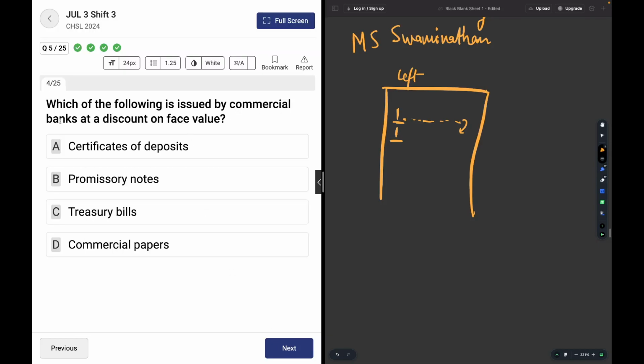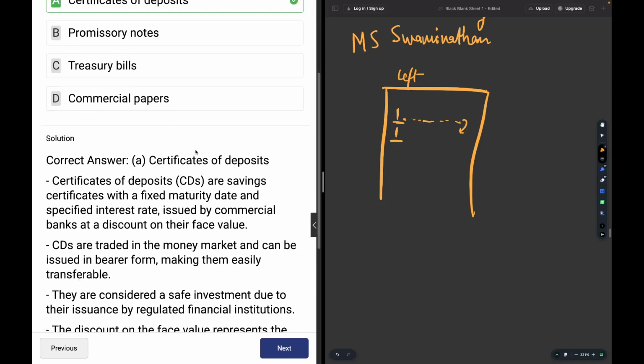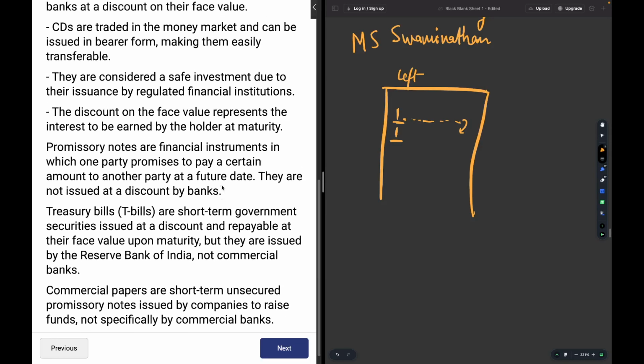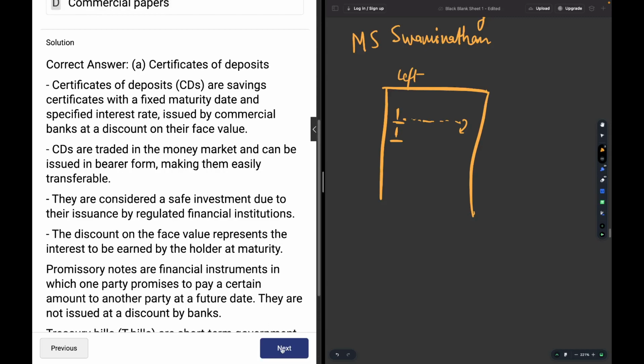Which of the following is issued by commercial banks at discount on face value? It's a clear cut option, that is certificate of deposits. CDs are saving certificates with fixed maturity date and specified interest rate issued by commercial banks at a discount on their face value. So, moving on.